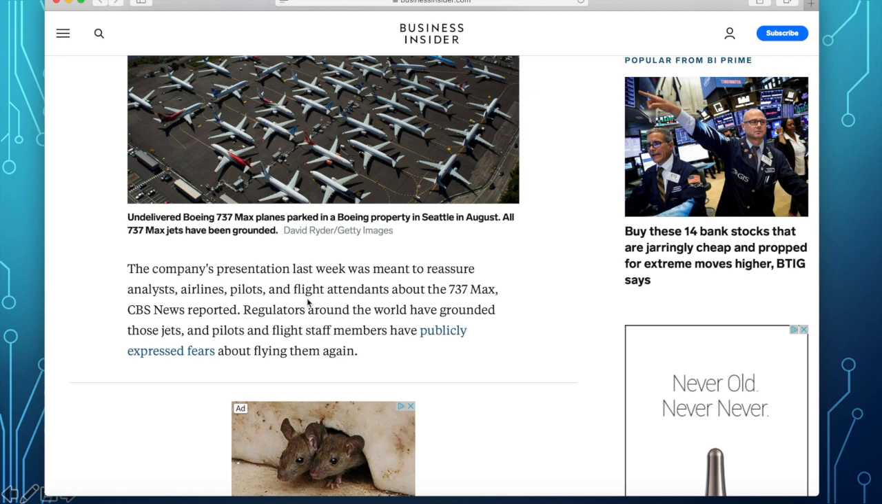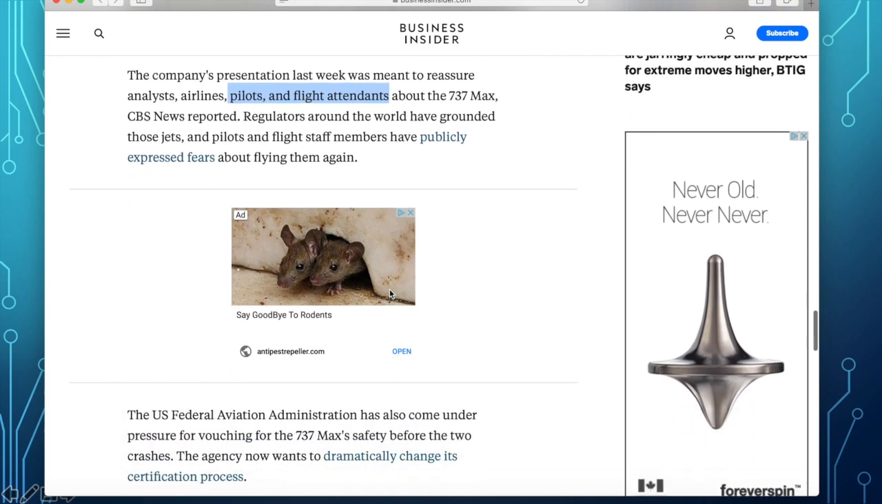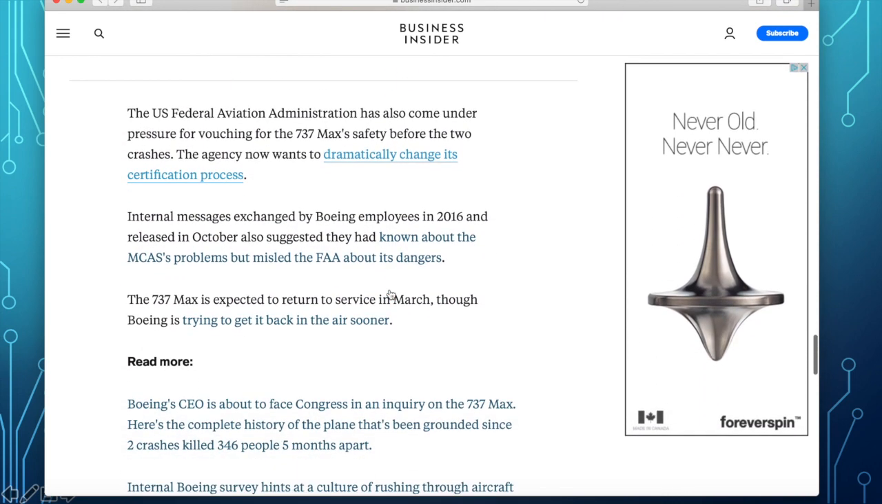Okay, and of course, the company wants to reassure the flight attendants and the pilots that it is safe now to fly the 737 MAX. Okay, would you fly a 737 MAX? I don't know. I probably have second thoughts about flying on a 737. But that's the reality of testing.